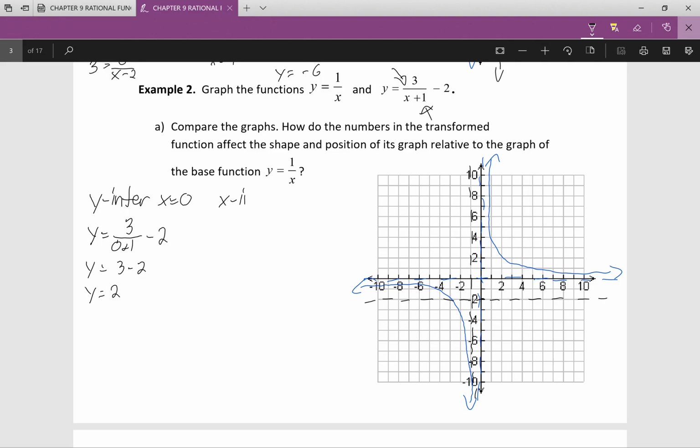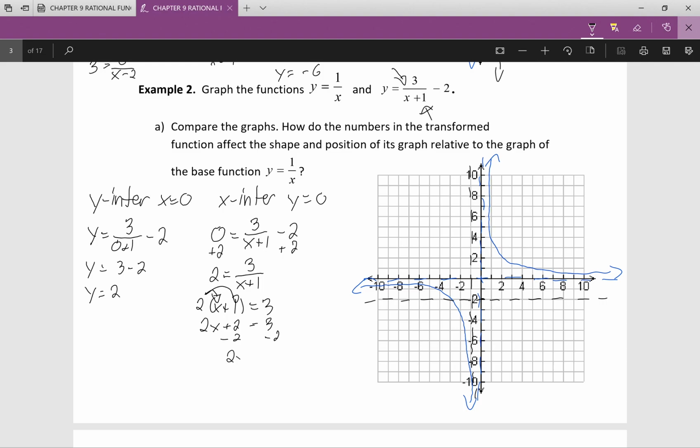For my x-intercept, again, we remember that at my x-intercept, y equals 0. So I get 0 equals 3 over x plus 1 minus 2. I move the 2 over to the other side. 2 equals 3 over x plus 1. Multiply both sides by the x plus 1. And I get, with the distribution right here, 2x plus 2 equals 3. Minus the 2 from both sides, 2x equals 1, or x equals 1 over 2.